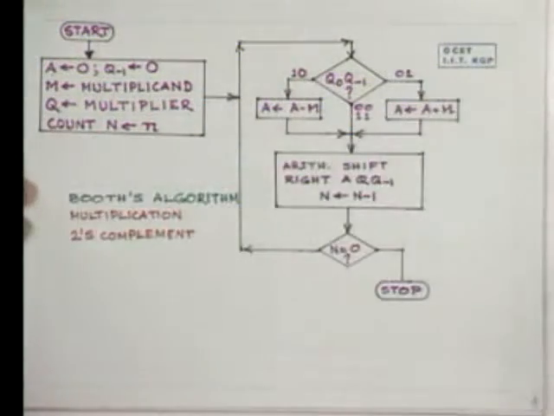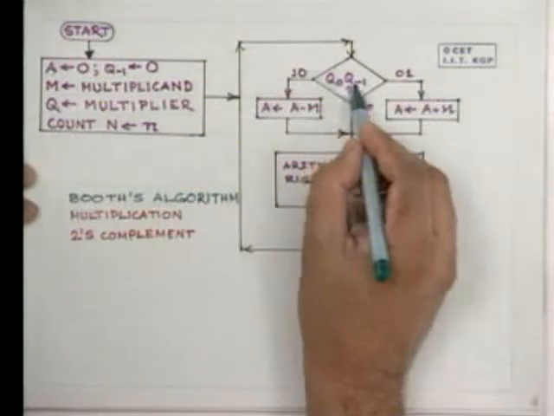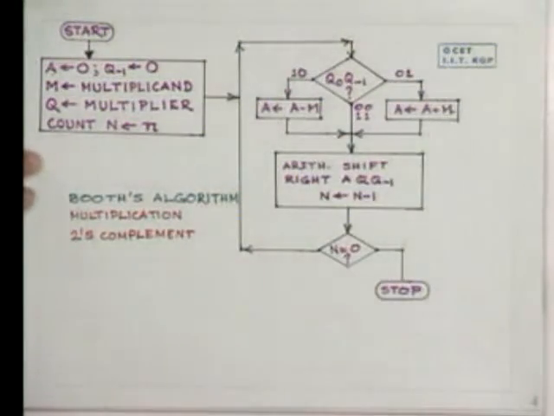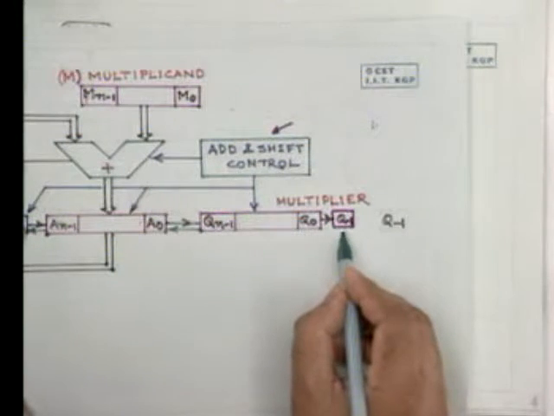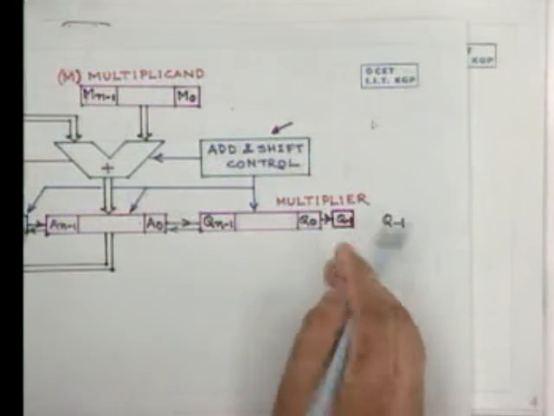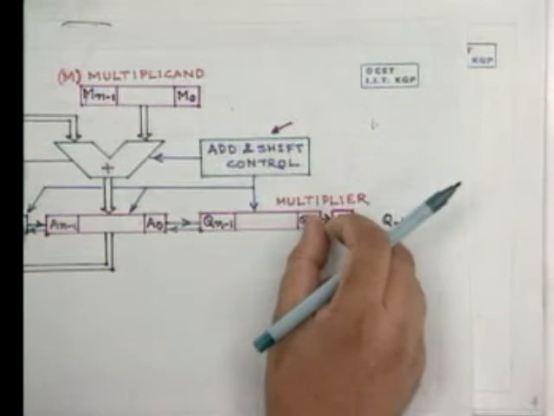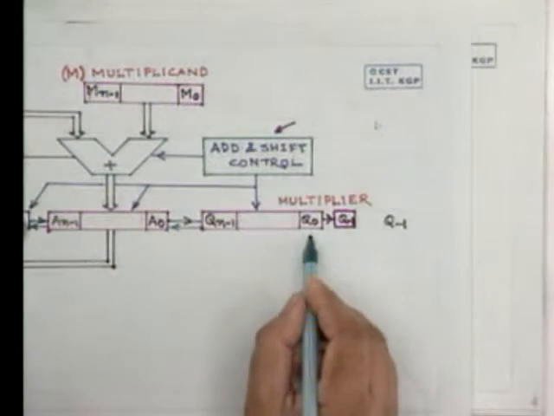Now, what is done is that Q0 and Q minus 1, these 2 bits, that means this bit and this bit, which is initialized to 0, are tested simultaneously. Both the bits. In the previous case, we were testing only this bit.